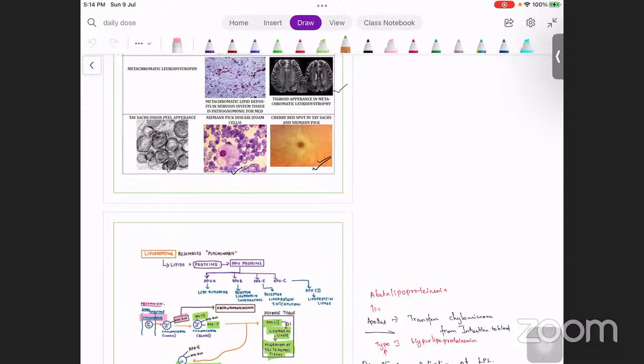Function of ApoC2 is activation of lipoprotein lipase. Deficiency results in type 1 hyperlipoproteinemia. Apart from that, you have ApoE, which mediates the receptor lipoprotein interaction. Deficiency could result in type 3 dysbetalipoproteinemia or remnant removal disease or broad beta disease. Then you have ApoA1. Main function of ApoA1: it is present in HDL. It activates LCAT, lecithin cholesterol acyltransferase.